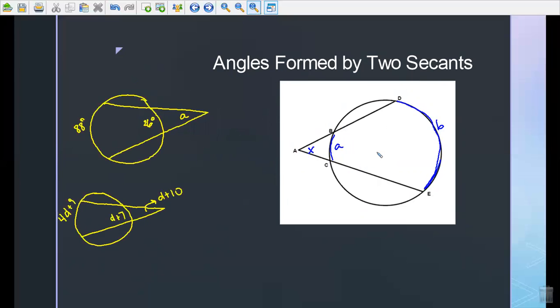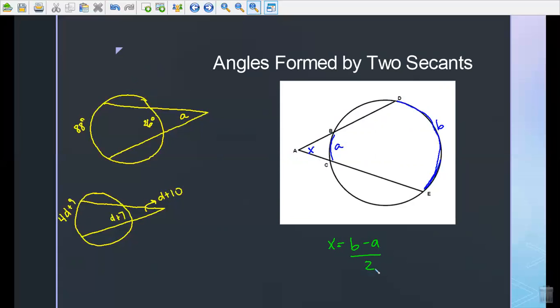is that instead of adding like we did with our chords, we're actually going to subtract. Working from the outside, so work farthest away and get closest to your angle, we're going to take the bigger arc minus the little arc and divide it by 2. So X is going to be B minus A divided by 2.